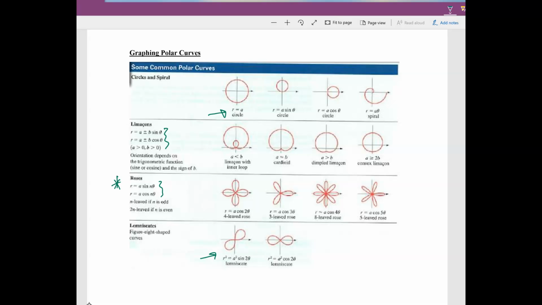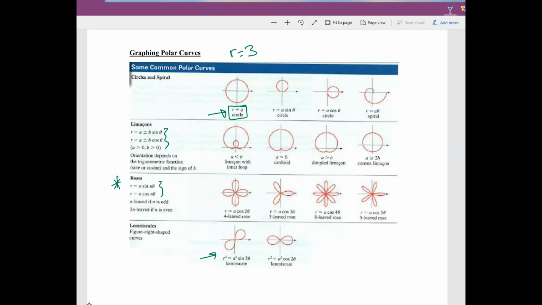So, first, we'll start off with the circle and the spiral. A couple of things about the circle. We've already established that if you have r equal to, maybe, 3, this is just a circle of radius 3, regardless of whatever the angle is. So that one's pretty basic.